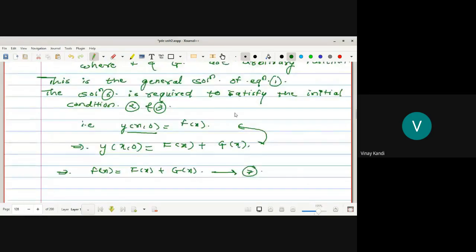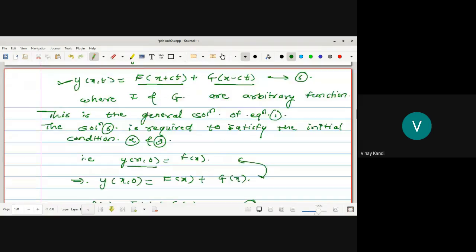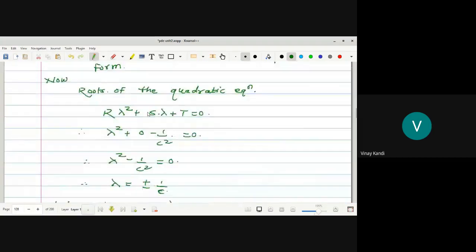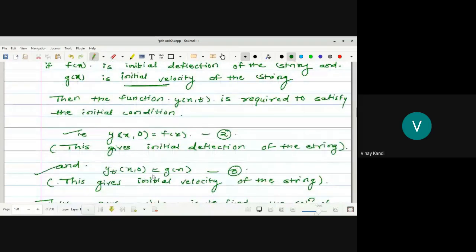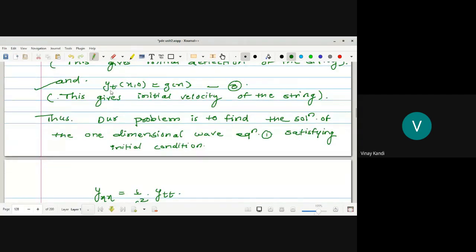Okay, now we have to satisfy the equation also third one. What is the equation third? Yt of x0, initial velocity of that string. Okay, what is the equation third right here? काही कंडिशन तुमचा satisfy करायला पाहिजे. कोणता? Yt of x0 is equal to small g of x. Okay, that is this gives the initial velocity. ह्याला डिफरेंशिएट आधी t ने डिफरेंशिएट करावं लागेल, मग put t is equal to 0.